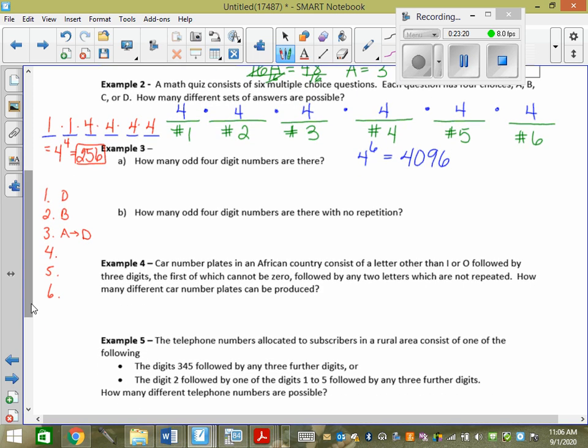So we're going to look here. How many odd 4-digit numbers are there? So we need to go through what the definition is. I'm going to get you to raise your hand if the number I say is odd, and not raise your hand if the number I say is even. Ready? So raise your hand for odd, don't for even.